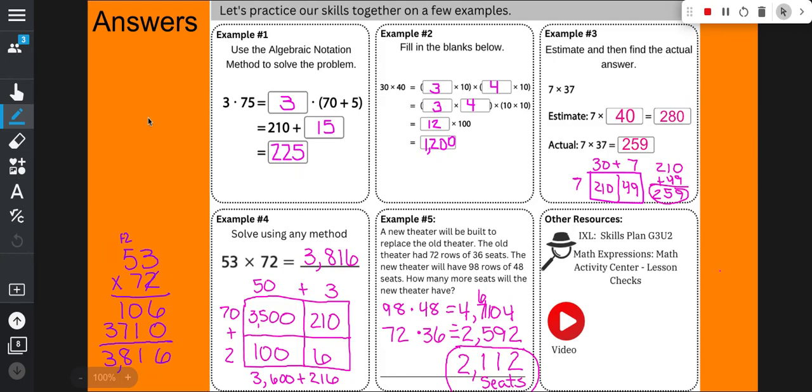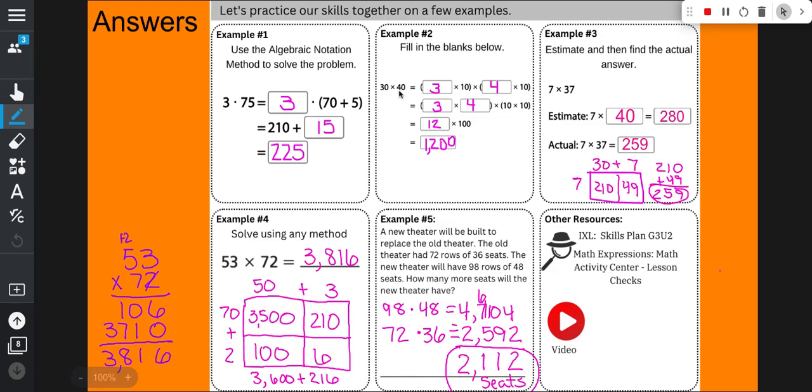All right, let's check our answers. In the first one, we have 3 times 75. So we are missing the 3, and we have the 75 already there. Both sides are equivalent now. Now I have an equal sign again. I got the 210 by distributing out the 3 times 70. So then my last one is the 3 times 5 to get 15. And then the very last thing to do is combine those and add them together to get 225.